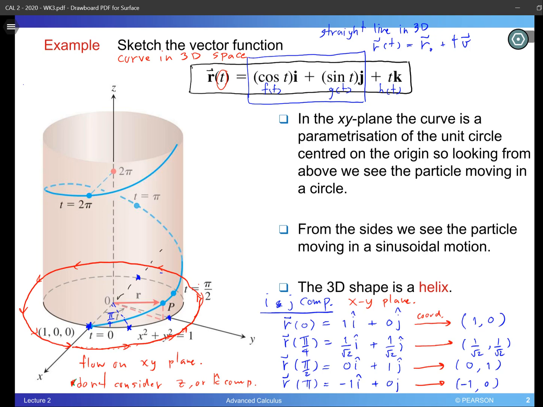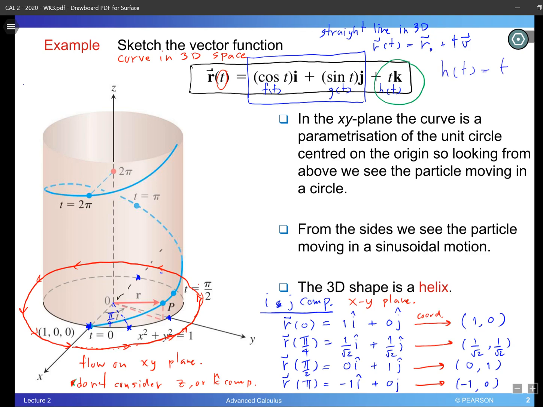Well, it comes out to this full vector. We cannot just leave the last component away. We need to consider it too. So now let's consider this t of k. As you can see here, h(t) equal to t, which means that as t increases, the k component is going to increase as well.